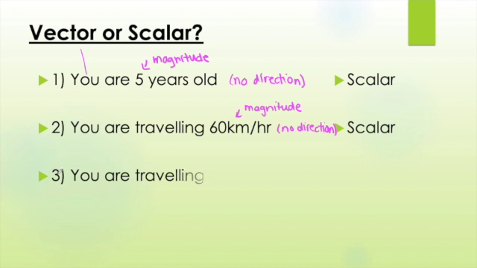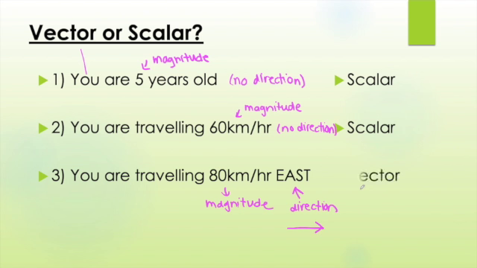Go to the third example. You're traveling 80 kilometers an hour east. Well, we have a magnitude, and this is our direction, east. So we know that it is a vector because it has both magnitude and direction. There will be lots of those in your homework, so just write those out and practice with that as well.